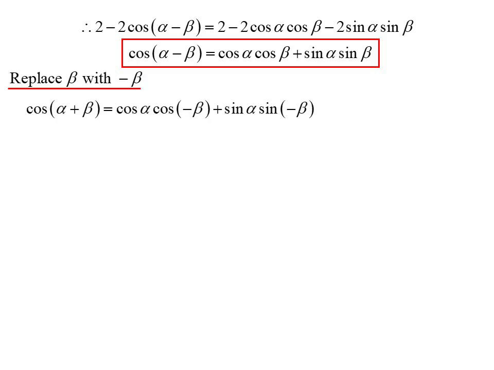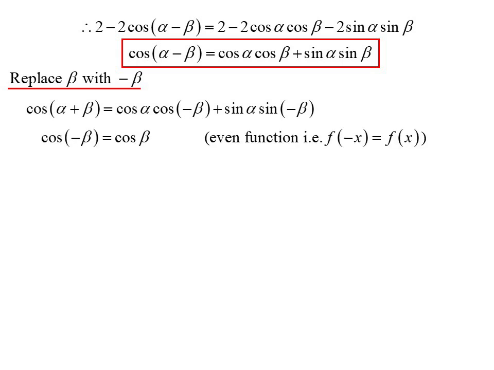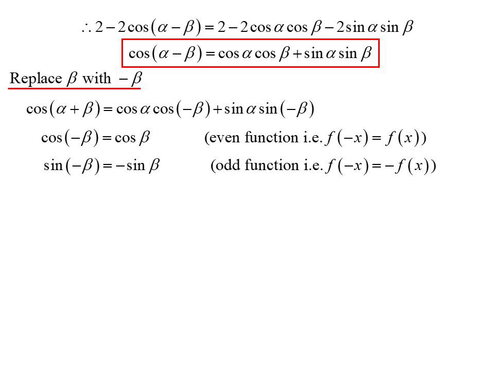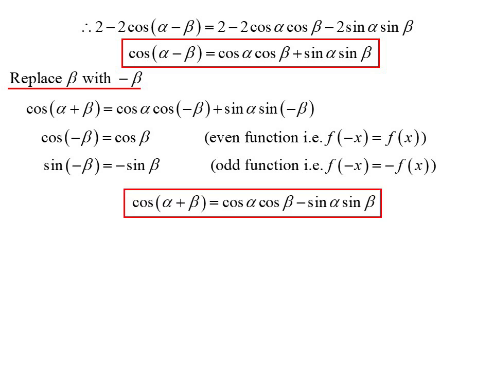If I replace beta with negative beta, I now get a formula for cos of alpha plus beta. But I'm not going to leave it like that because I know that cosine is an even function, and sine is an odd function. So I can rewrite that one. Very similar formulas, but what you'll notice is when it was negative here, it's positive on the right hand side, and when it's positive here, it's negative on the right hand side. So I could write it like that.